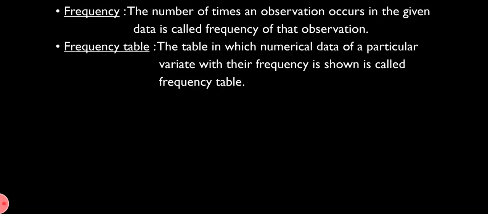Suppose, as I have said, that if we are collecting the information of blood groups of a particular class, then we will write different blood groups, that is A, B, O, and in front of that how many students are having A blood group, how many are having B blood group, how many are having O blood group. In this way, when we prepare this type of table, it is called a frequency table.